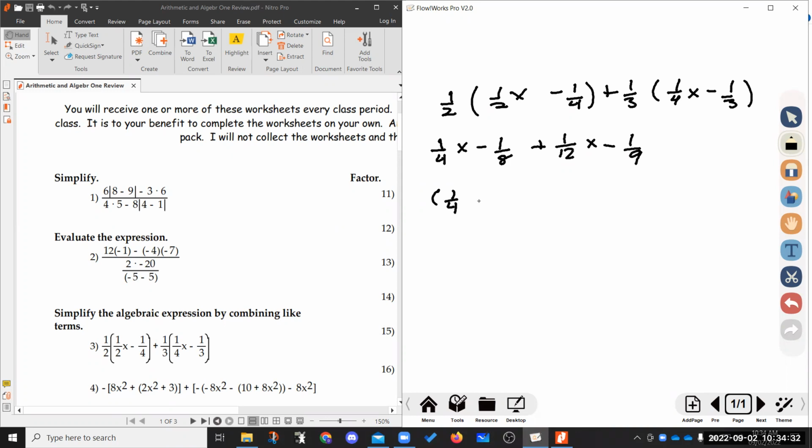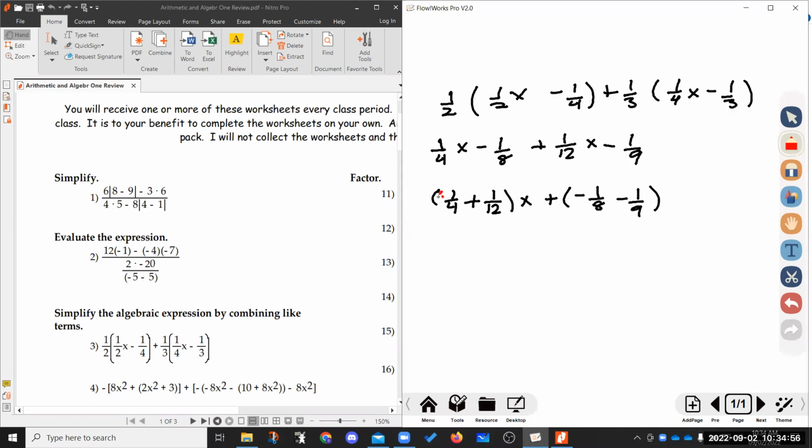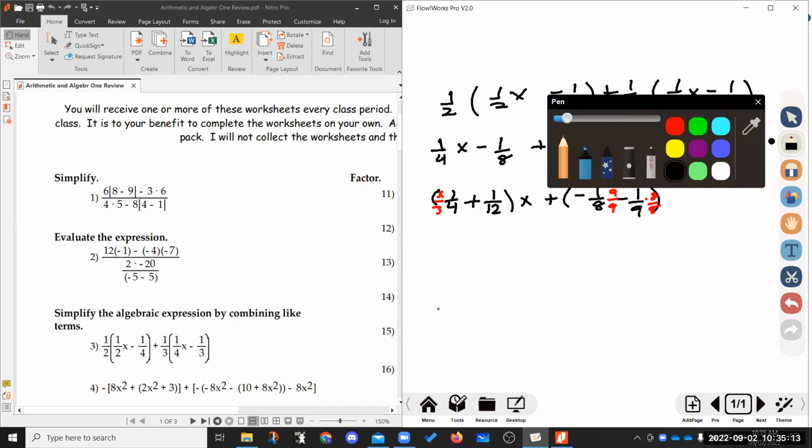This is going to be 1/4 plus 1/12 for my x's. And we have a negative 1/8 minus 1/9 over here. We need to make a common denominator for our x part. So I'm going to grab a different color here for a second. I'm going to multiply by 3/3. And then on this one, since there's nothing in common between 8 and 9, multiply by 9/9 here and 8/8 here.